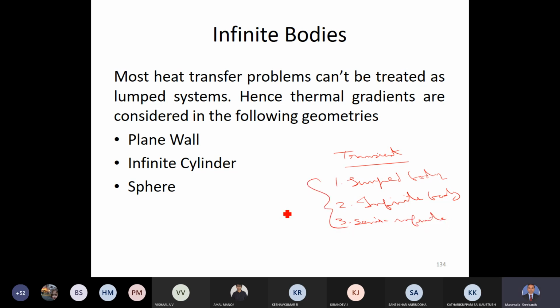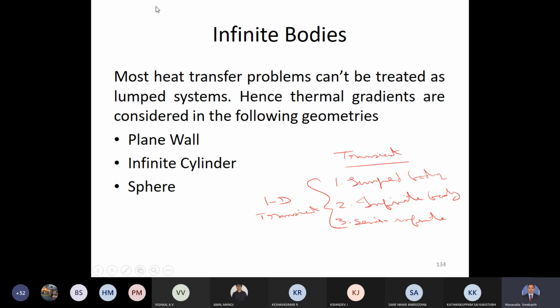All these again are one-dimensional transient. They are not two-dimensional transient or three-dimensional transient. They are only one-dimensional transient. So in today's class, we shall see the next two. I'll try to complete the theory part of these two, and then if time permits, we'll take up a problem, or we'll take a problem in tomorrow's class.